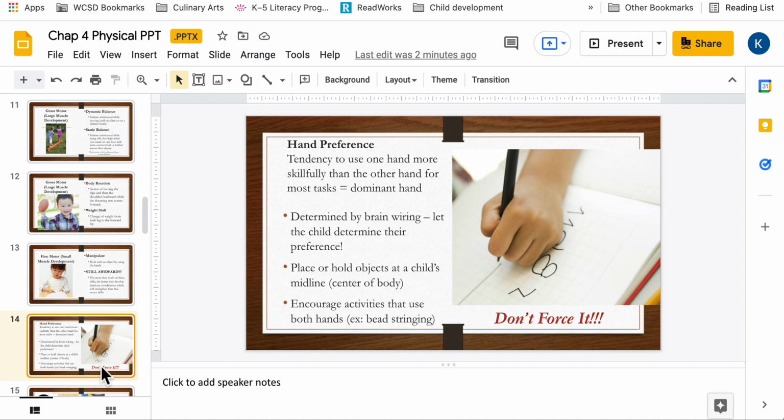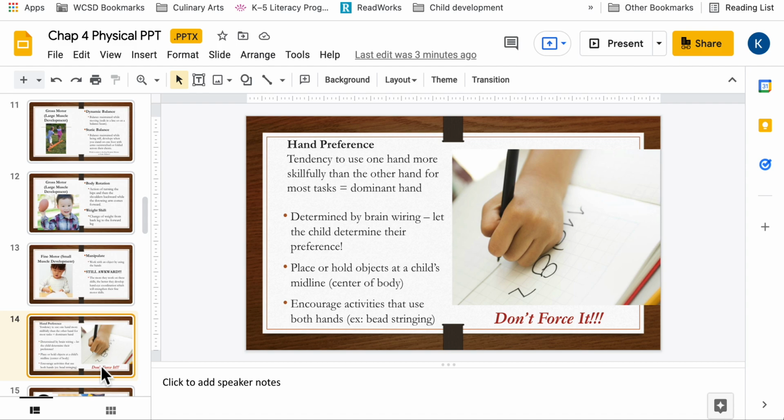Okay. Another thing I can do is have activities planned that encourage them to use both of their hands. One of the greatest examples of this would be stringing beads, because one hand has to hold onto the string, the other hand has to hold onto the beads.